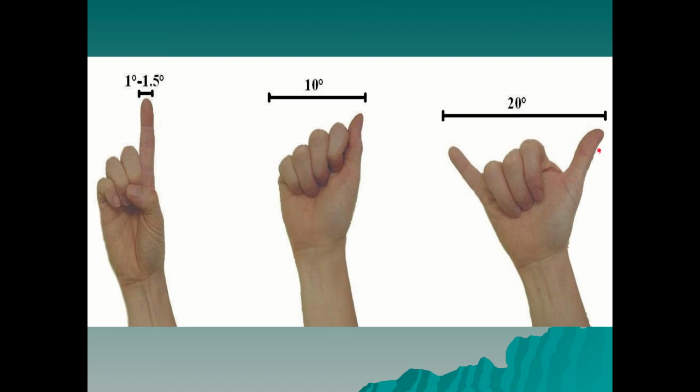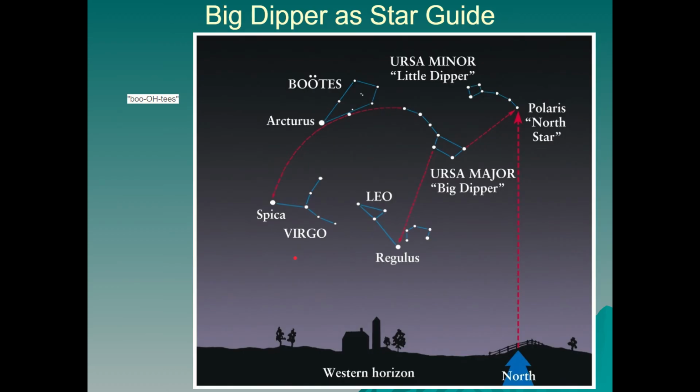So a little over two of these: put your pinky between your eye and the horizon and your thumb, and then stack two of them on top of each other, and that should tell you about the altitude of the North Star in our nighttime sky.